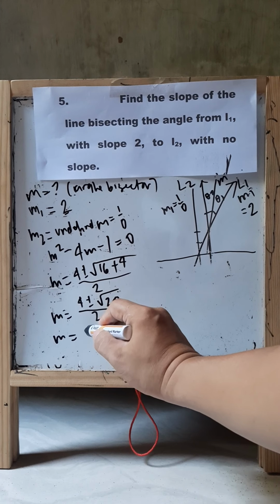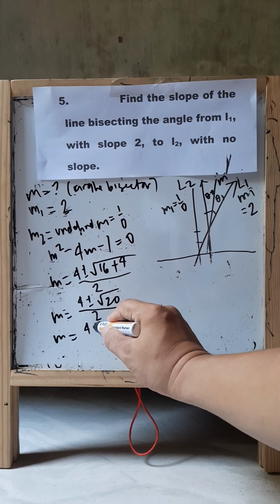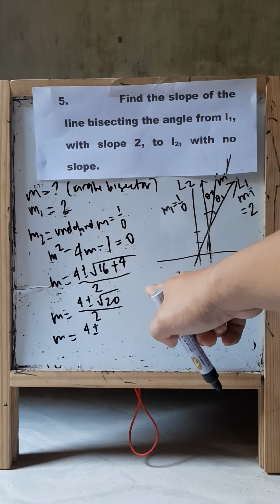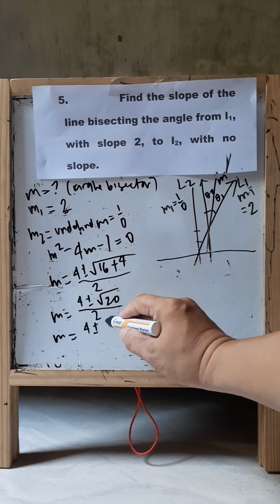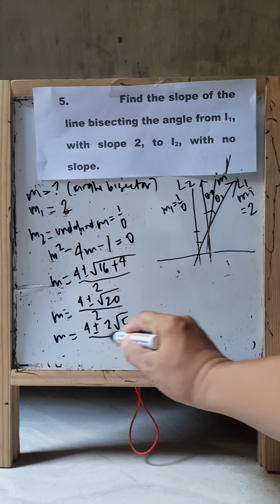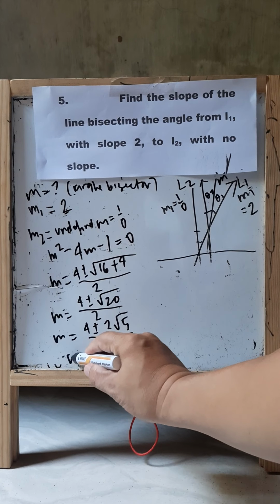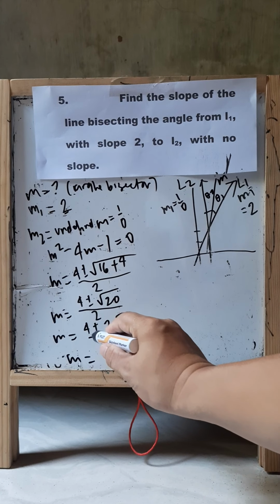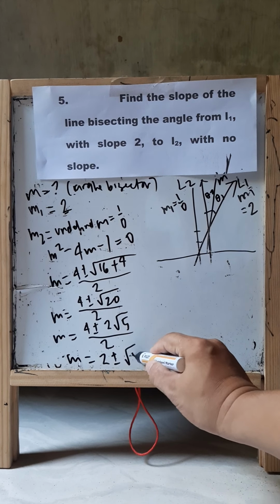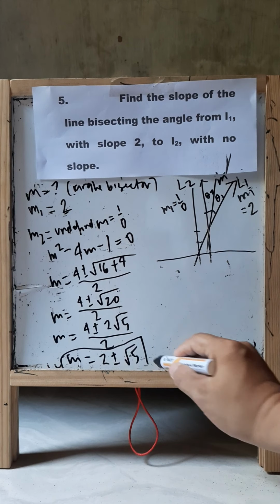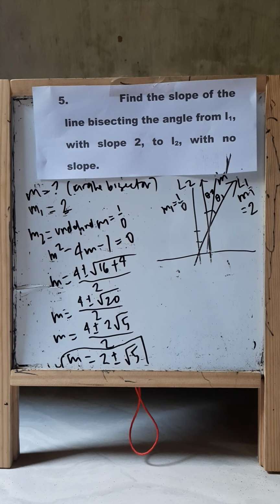We can simplify this as 4 plus and minus square root of 20, which is 5 times 4, so 2 square root of 5, 2 square root of 5 divided by 2. And still we can simplify this by dividing all terms by 2. So 2 plus and minus square root of 5. So that is now the value of the slope of the angle bisector.